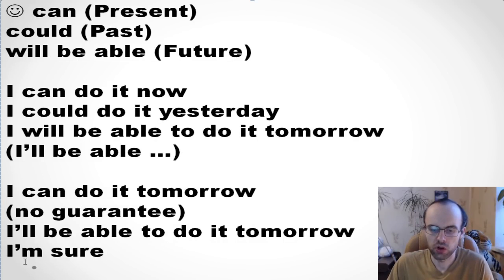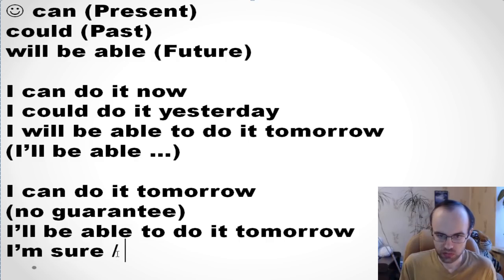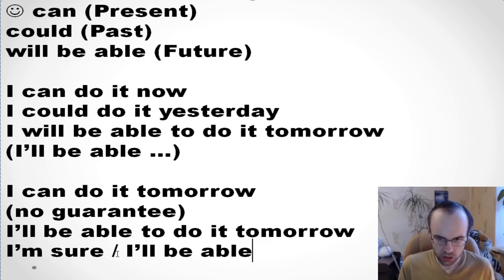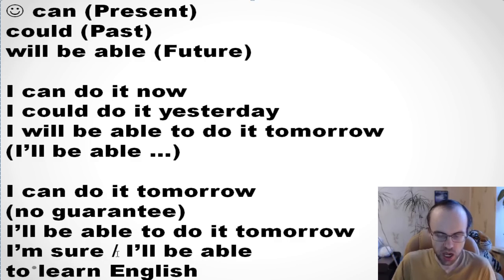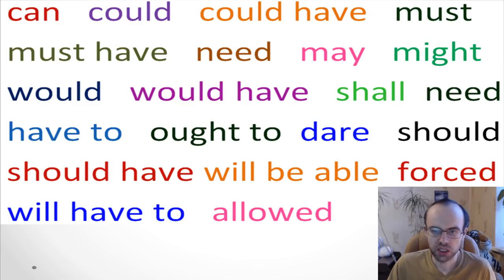Okay, I'll give you one more great example. You can say, I'll be able to learn English. And if you say, I'll be able to learn English, or I'll be able to speak English correctly and fluently, that's great. It means that I see that you are sure. Okay, very good, my friends, very good. Let's continue.